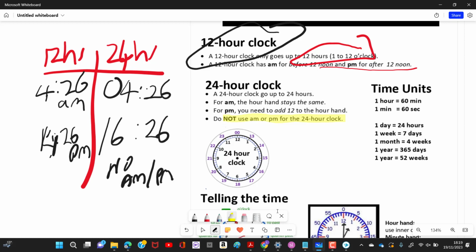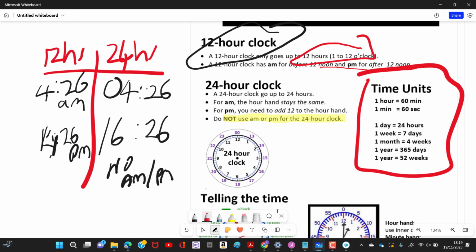Okay. Next thing we need to know is the units of time. On this page here, you must memorize these. 1 hour is 60 minutes, 1 minute is 60 seconds. How many hours in a day? 24. How many days in a week? 7. How many weeks in a month? 4. How many days in a year? 365. And how many weeks in a year?